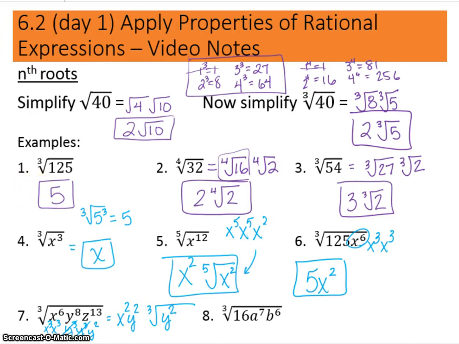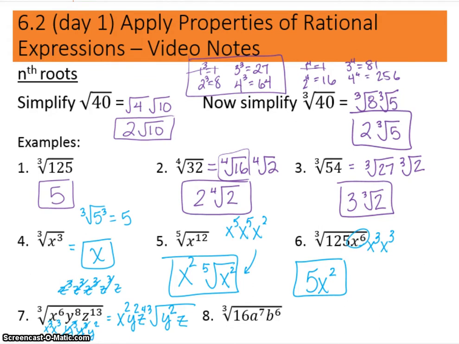How about z to the 13th? So we're going to have z to the third, z to the third, z to the third, that's 9, z to the third, that's 12. One more z, there's 13. So we're taking out 1, 2, 3, 4. So we've got z to the 4th out here, and it's left with 1 on the inside. So again, if you use the division, 13 divided by 3 is 4, so there's 4 on the outside, and that leaves you with 1 on the inside.